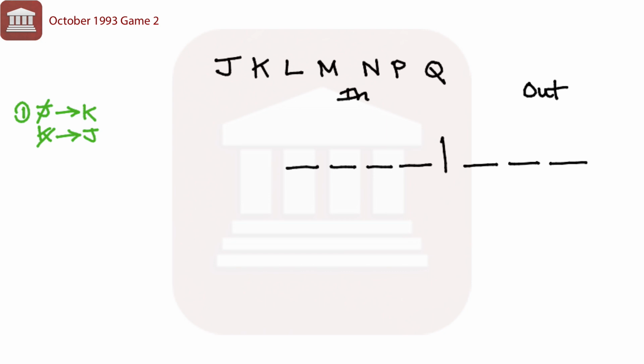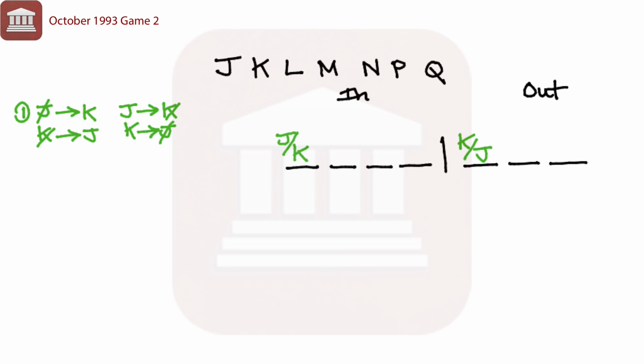But condition 1 told us that J and K cannot both be selected. So not only do we have either or, we also have not both, which tells us that if J is selected, then we can't have K. Contrapositive, if we have K, then we can't have J. And this allows us to make a deduction that one of J or K is in and the other is out.